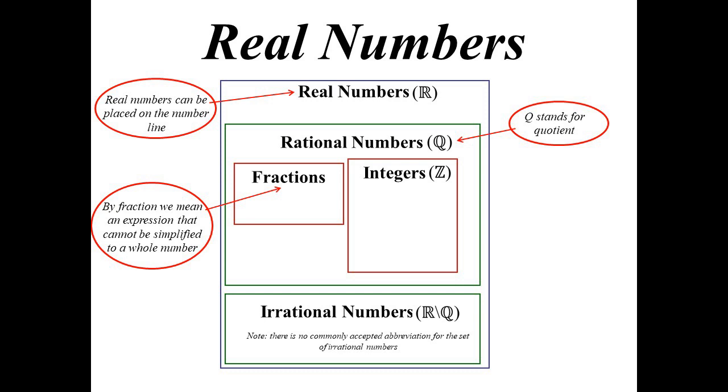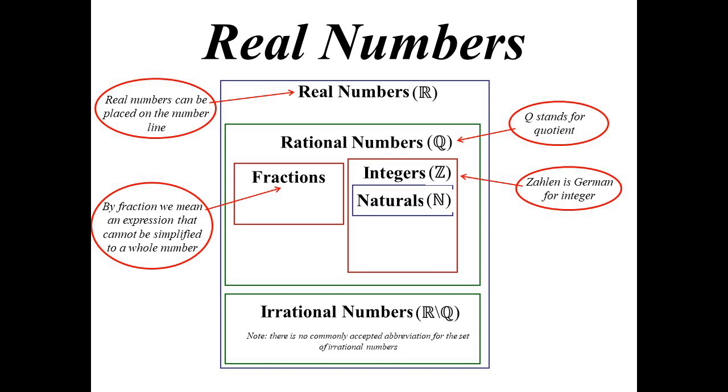Where does it come from? It actually comes from German. So the German word for integer is Zahlen. So that's where the Z comes from. Inside integers, we have our natural numbers, symbolized N for natural. So we have the natural numbers. Natural numbers are, of course, positive integers.